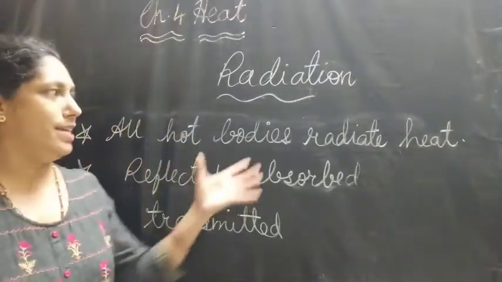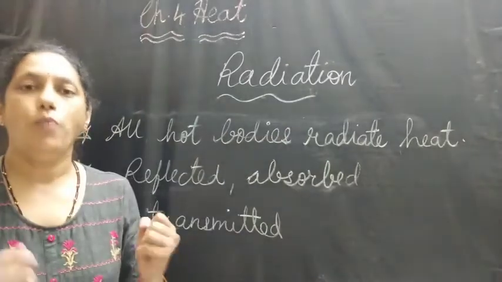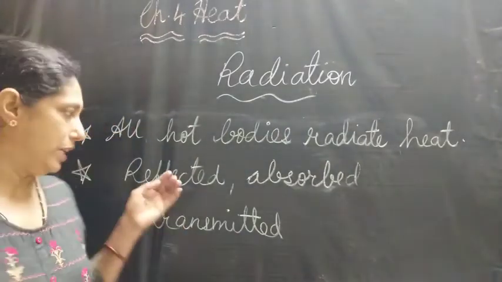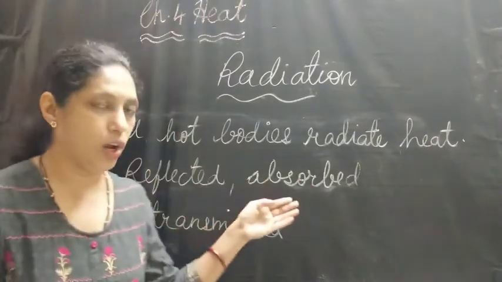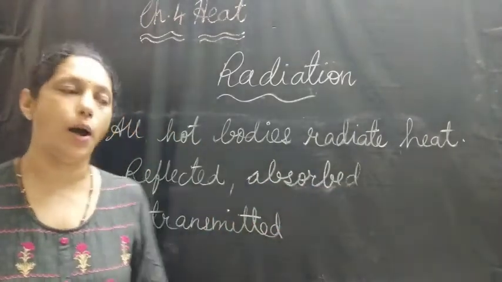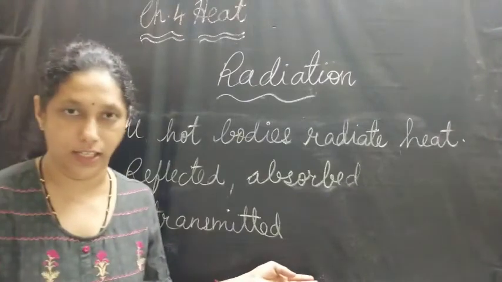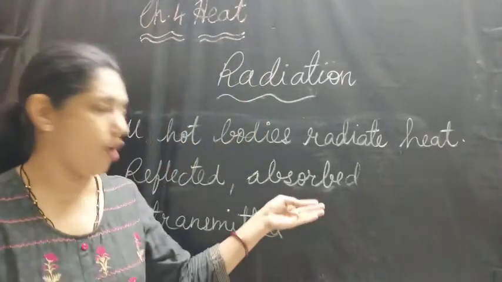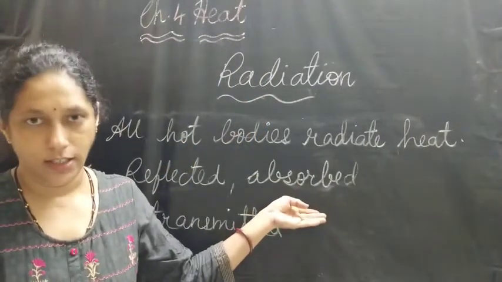All the hot bodies radiate heat. When the heat falls on some object, a part of it is reflected, a part of it is absorbed, and a part may be transmitted. The temperature of the object increases due to the part of the heat that is absorbed.